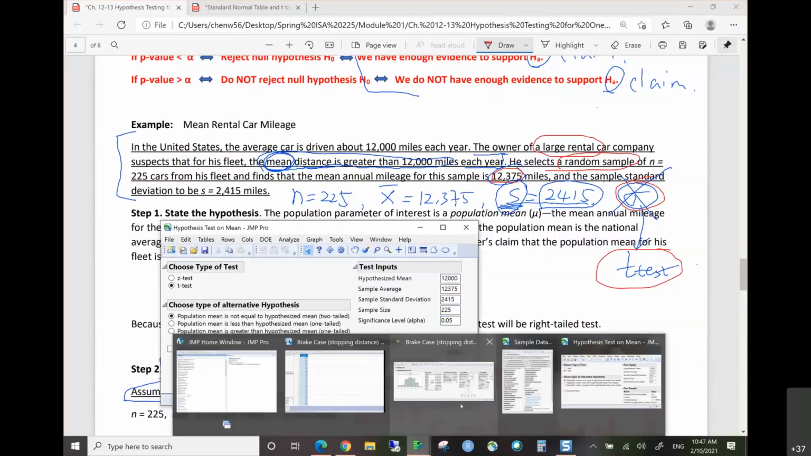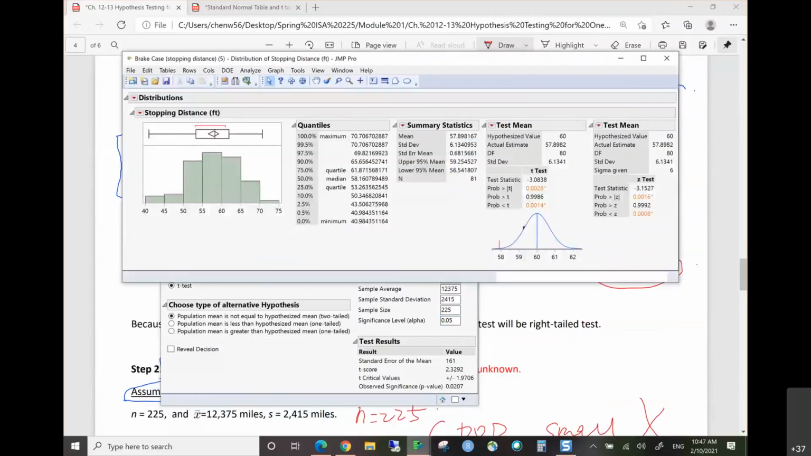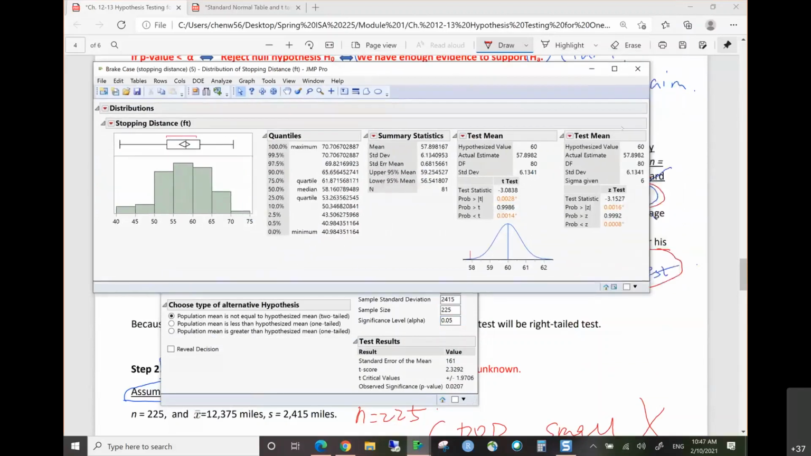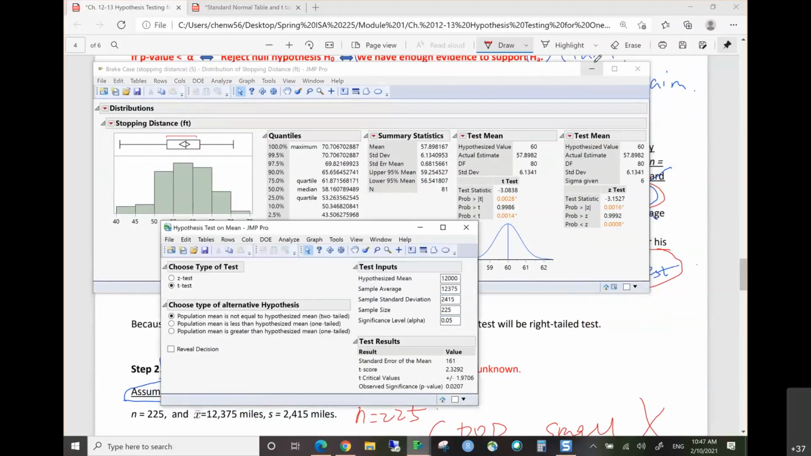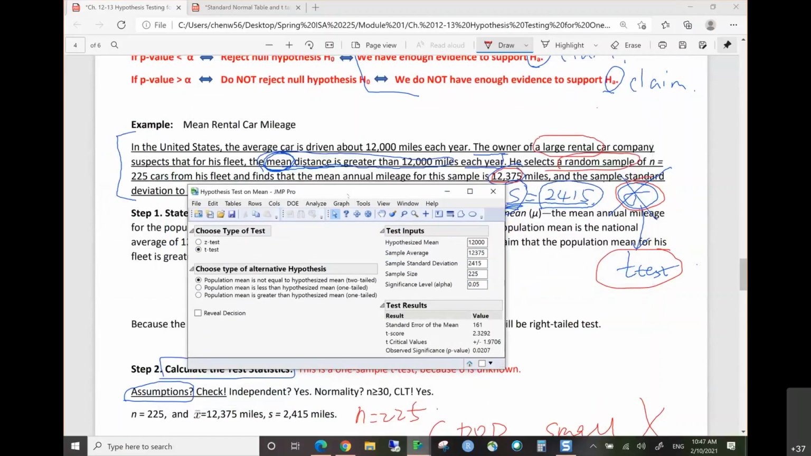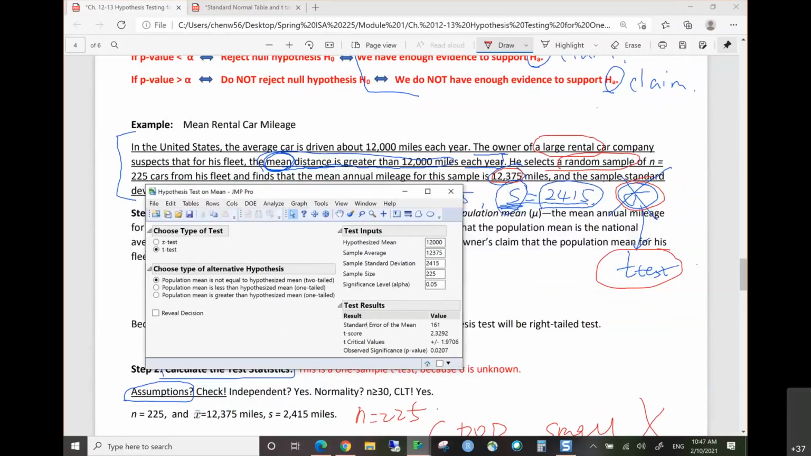Now come back to your output here. You will have one more test. Not this one, this is about the last example. Once you enter, you have the test result at the bottom. You have the t-score, which is our t-test statistic, 2.33, which matches exactly with our calculation. Next, you have the observed significance, which is our p-value, 0.02.